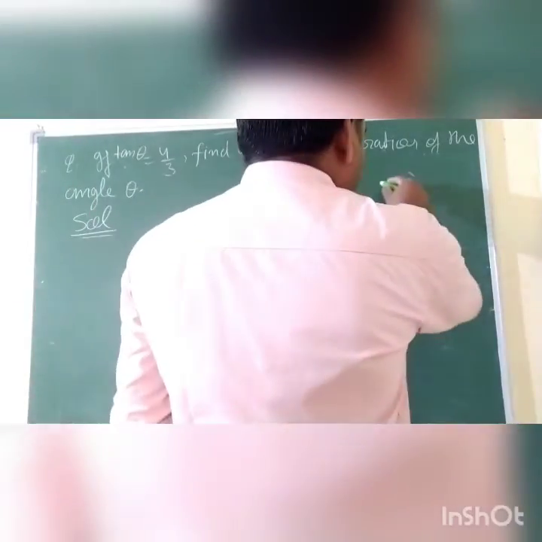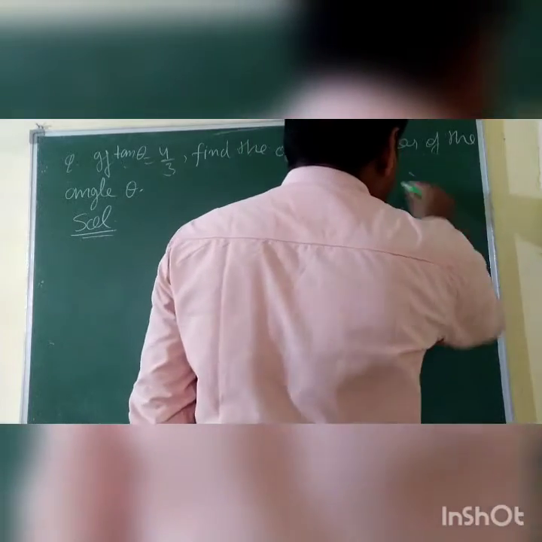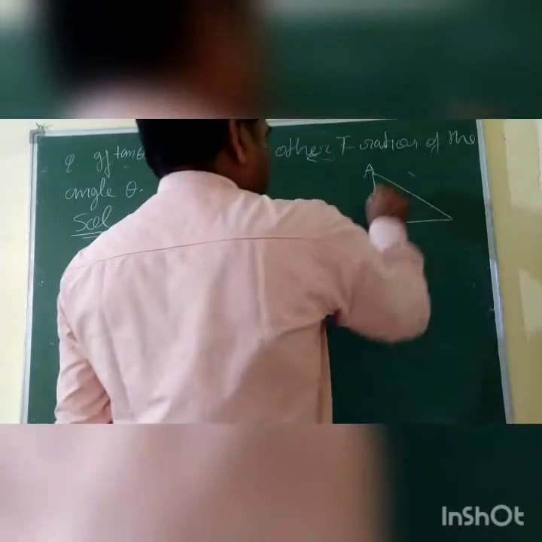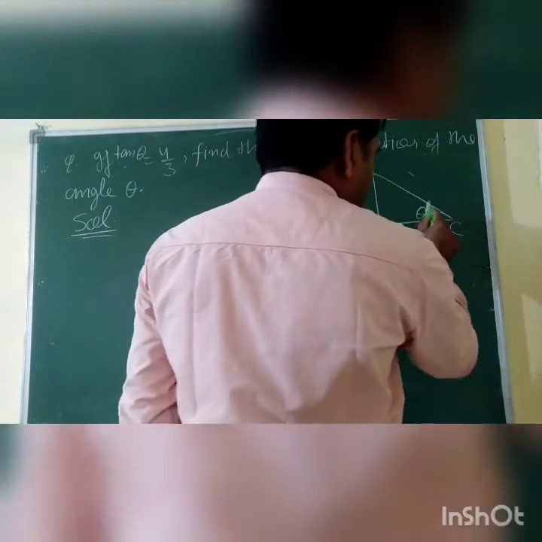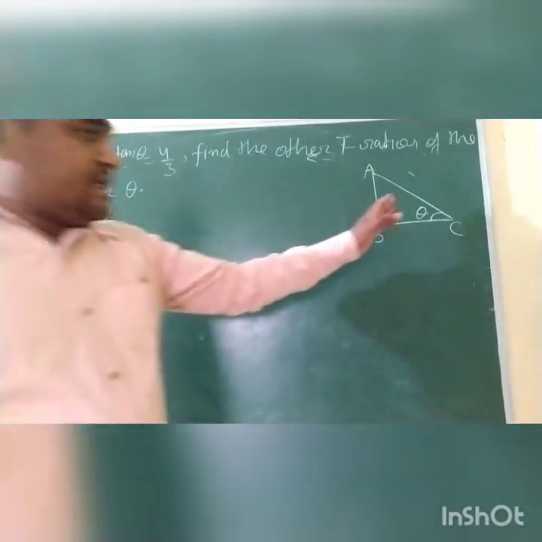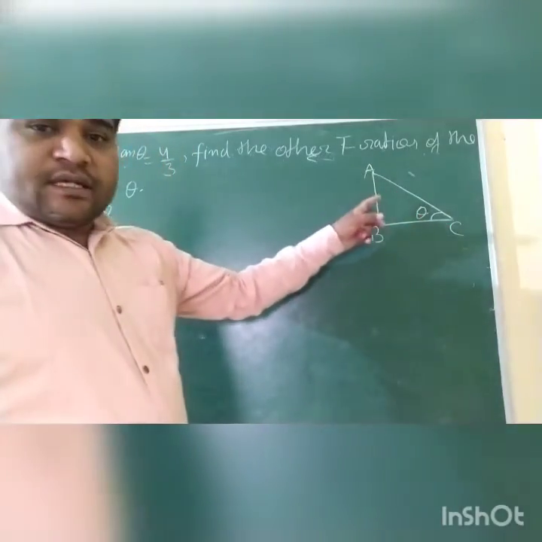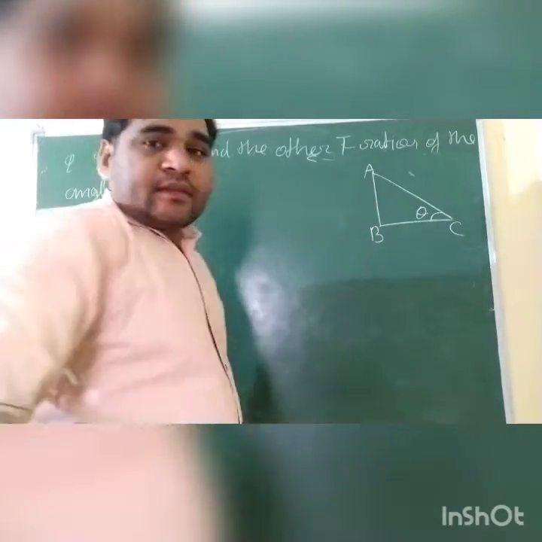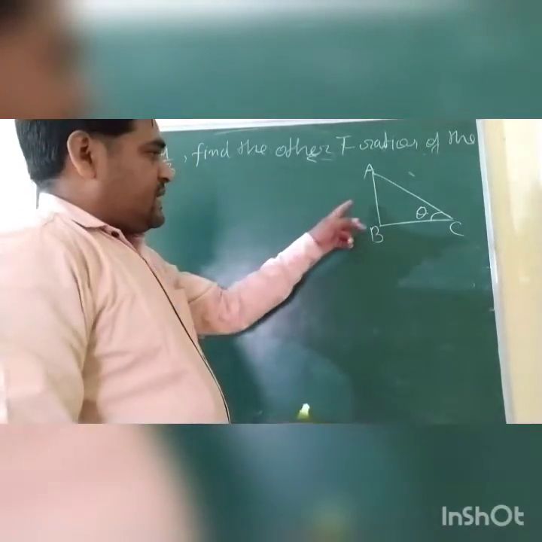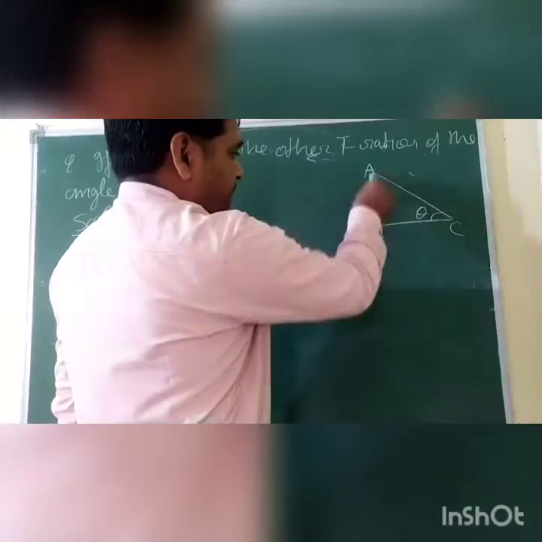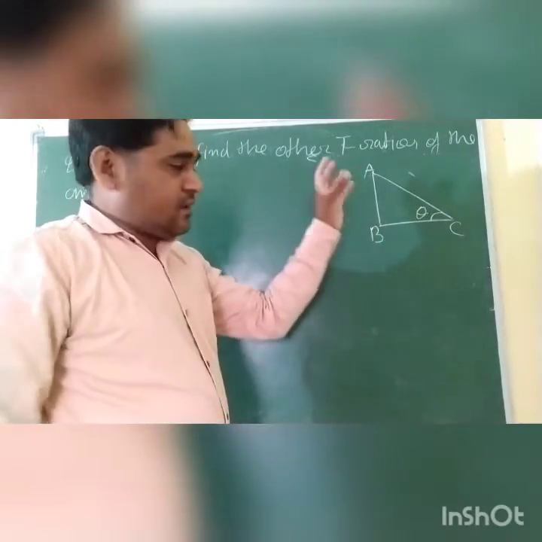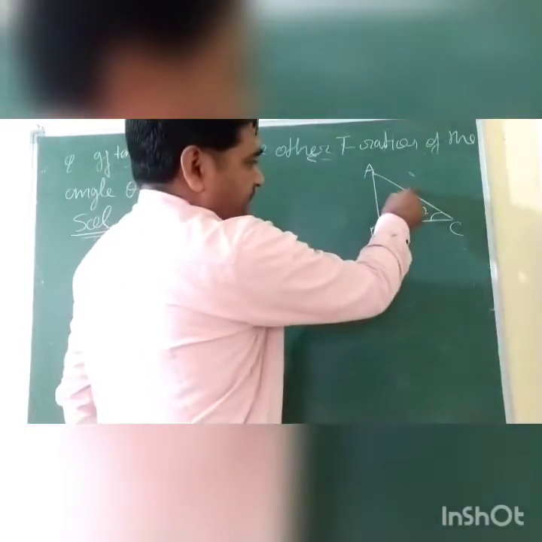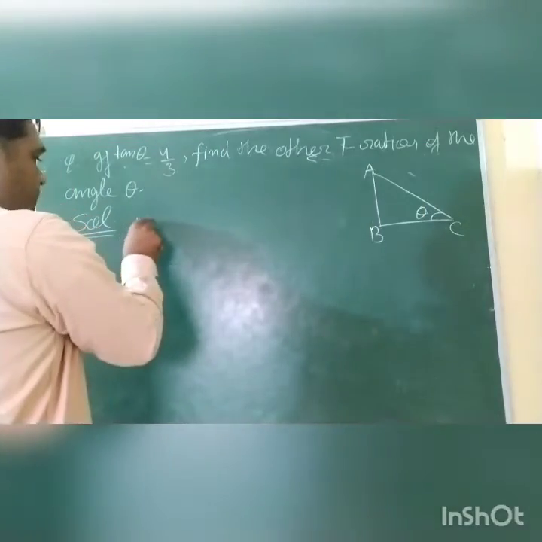So now let us consider a right triangle ABC. Here we take angle C equal to theta. Now, according to angle C theta, we identify the sides: AB is the perpendicular and BC is the base. I had discussed this in the previous lecture. And then there is the hypotenuse.